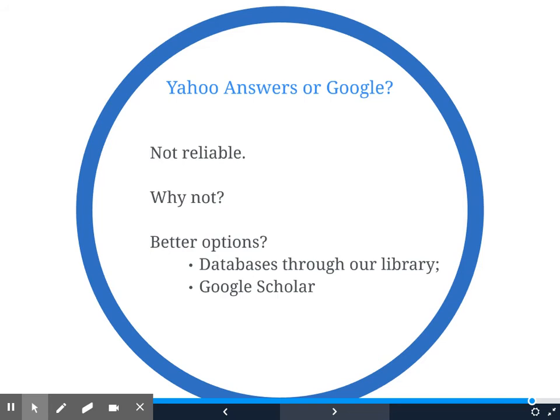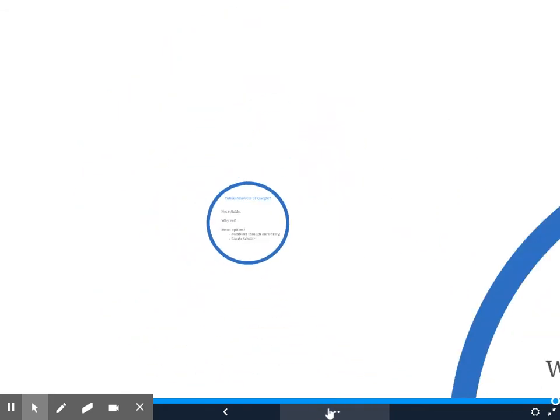Your better options is to go through databases through a library or go to Google Scholar or just look at the websites and figure out if they are reliable.